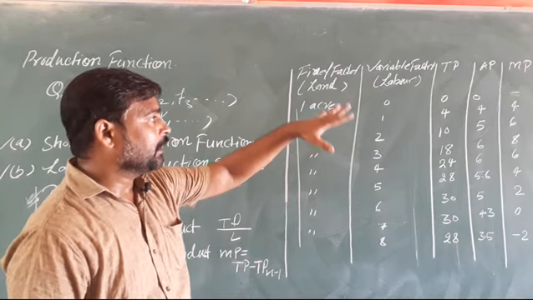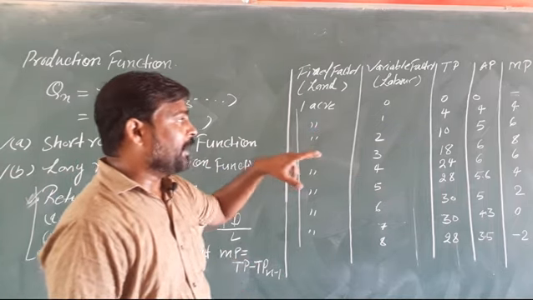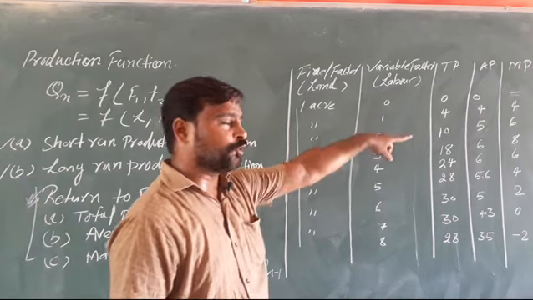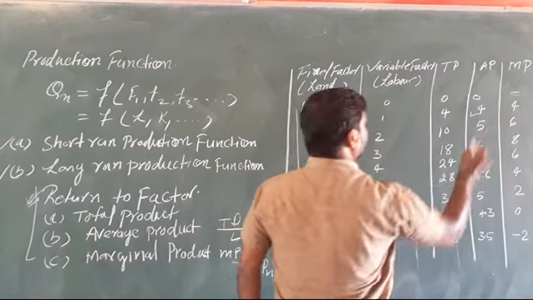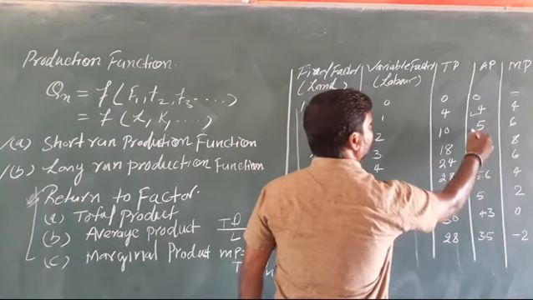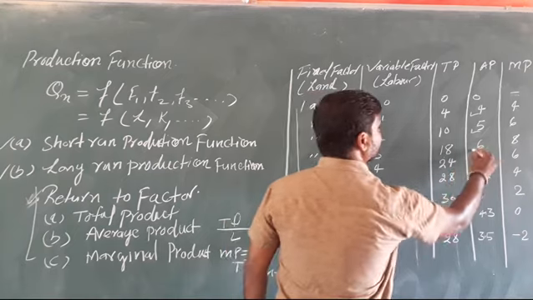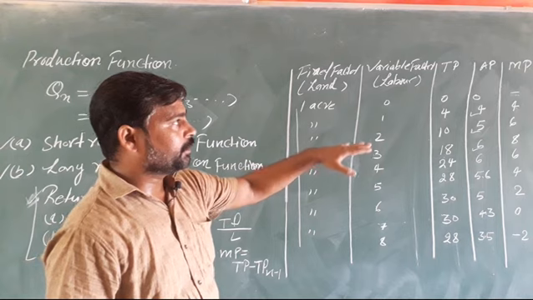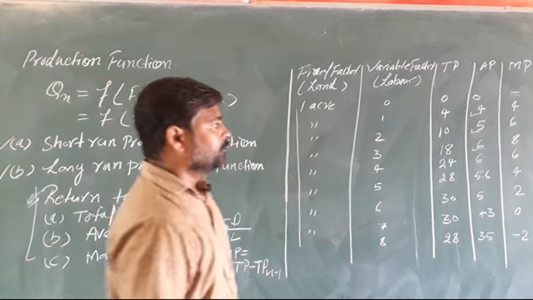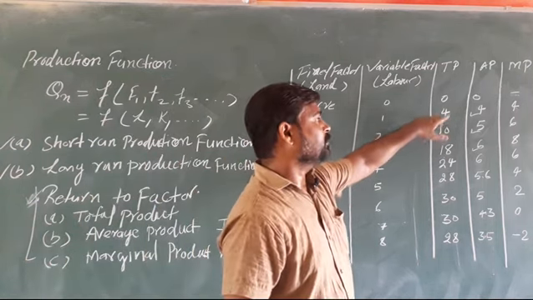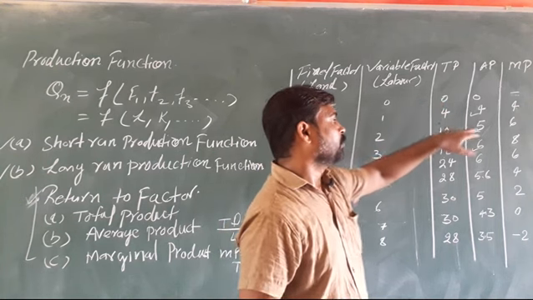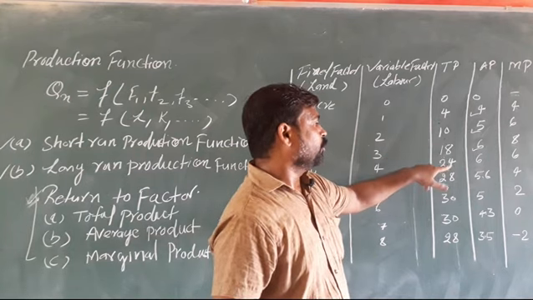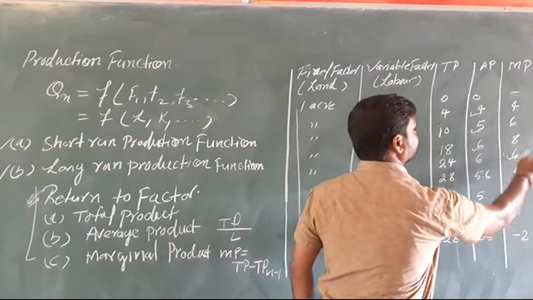We have found average product by dividing total product by the labor. 4 divided by 1 is 4 in the average product column. You can see here 10 divided by 2 is 5, 18 divided by 3 is 6, and so on. Now how have we found marginal product MP? We subtract present minus preceding: 4 minus 0 is 4, 10 minus 4 is 6, 18 minus 10 is 8, 24 minus 18 is 6, and so on.